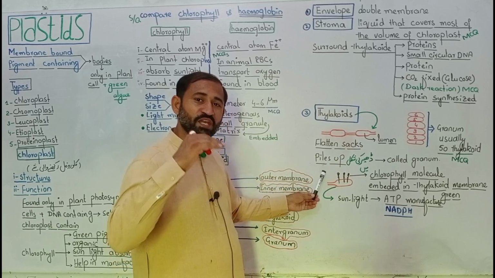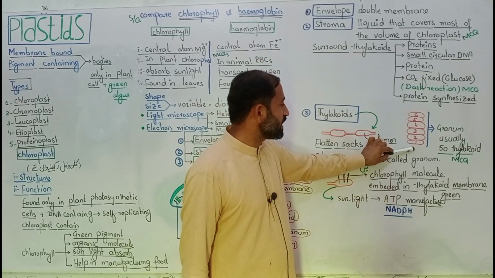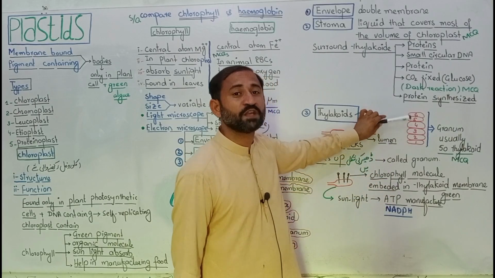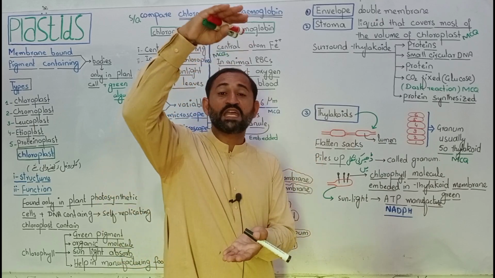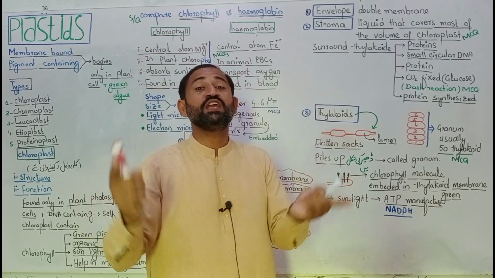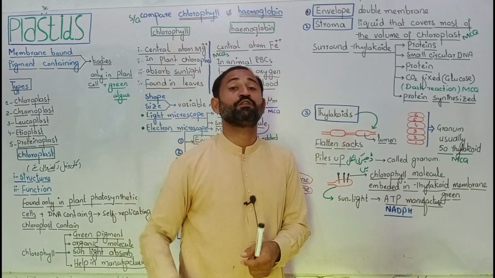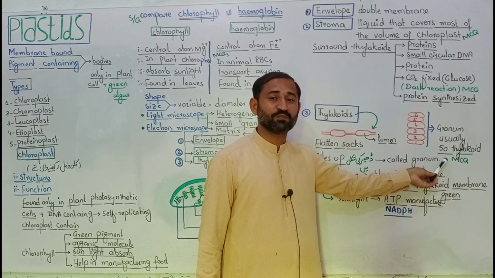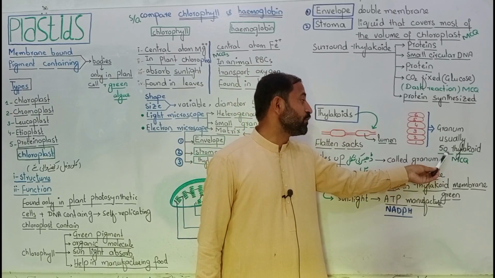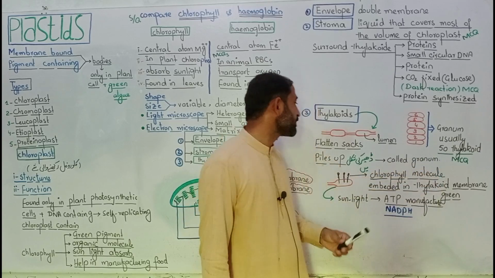So flattened sacs are called thylakoids. They pile up, meaning they are stacked over each other, and form a granum. 1 thylakoid, 2, 3, 4, 5, 6, 7, up to 50. Fifty thylakoids arrange themselves like a pile of coins, like putting one coin on another to form a pile of 50 coins. That is known as a granum, and this is also an MCQ, that it consists of 50 thylakoids. Mark this in your book.